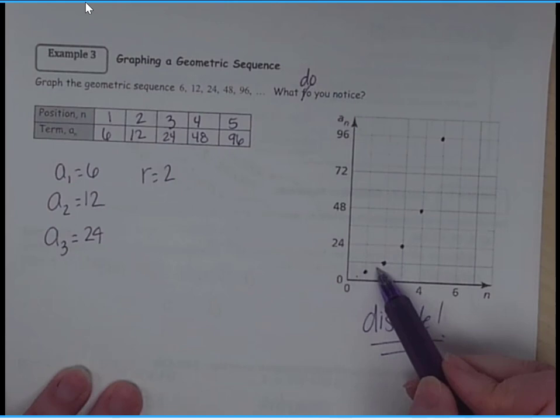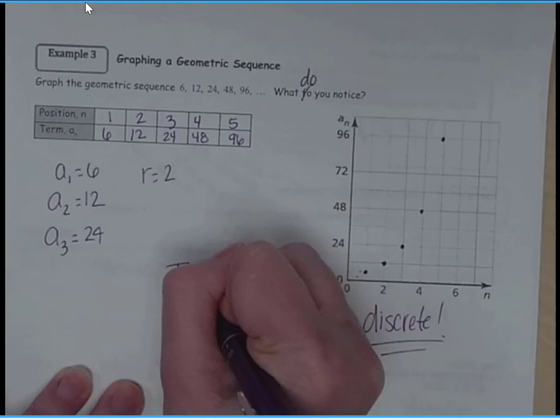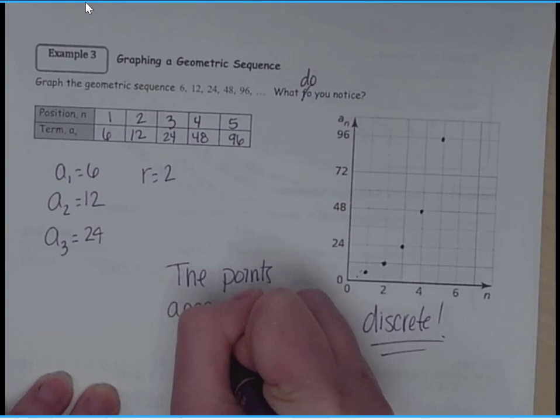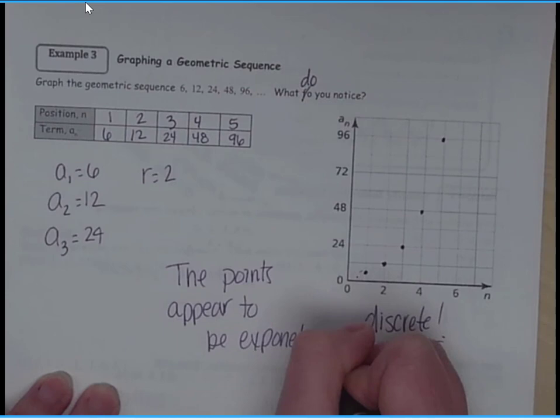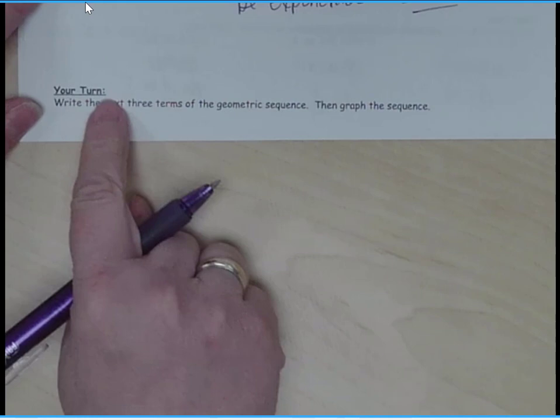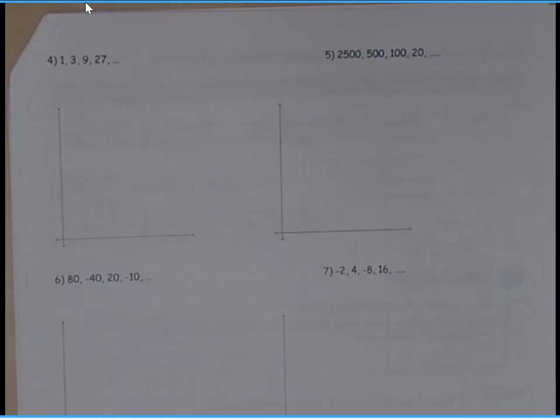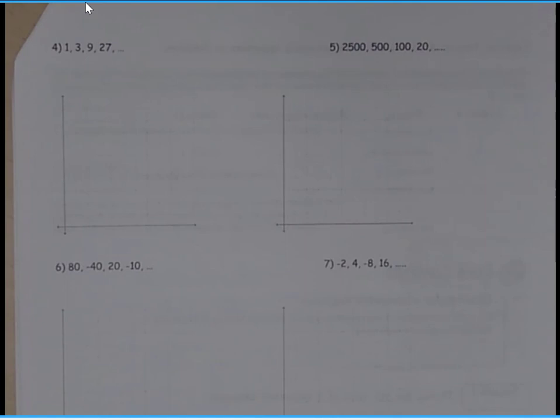So if you look, it appears that this is exponential. The points appear to be exponential. All right, it cut off here, I apologize. Write the next three terms of the geometric sequence, then graph the sequence. So this is what I need you to do. I need you to find the next three terms and graph those and see what happens.